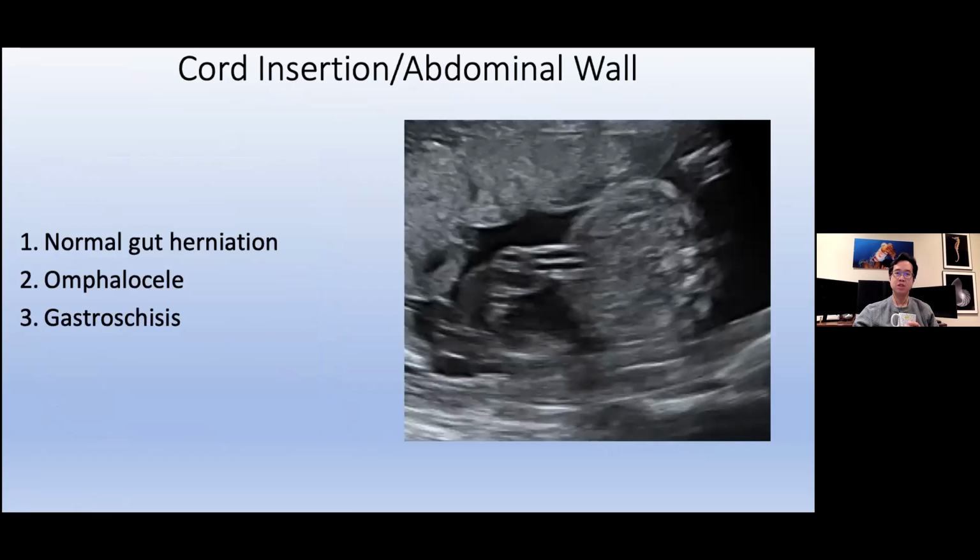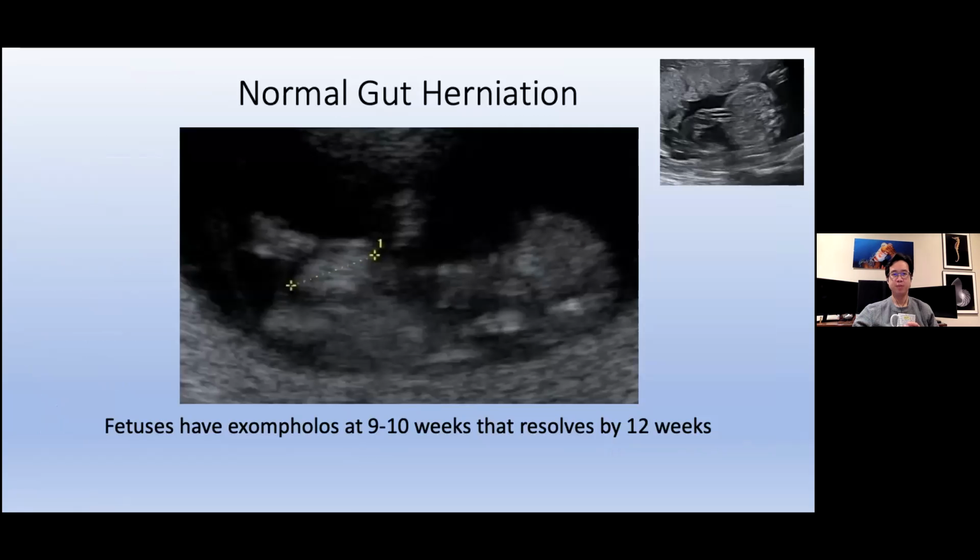Okay, so we can evaluate the cord insertion, the anterior abdominal wall. We can look for two main things, the omphalocele and the gastroschisis. There is a normal midline gut herniation in the first trimester, which should resolve. So we can see this, the ex-omphalos or the mid-gut herniation, up to about 10 weeks, but you should not see it beyond the 12-week mark. So if we see a mass extending beyond the abdominal wall, beyond the 12-week mark, that is abnormal. But you can see this as a normal structure early on.